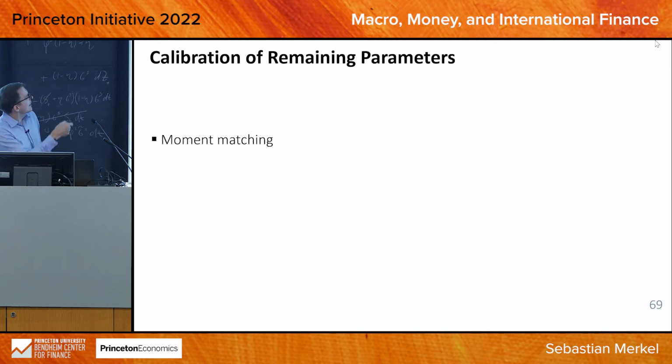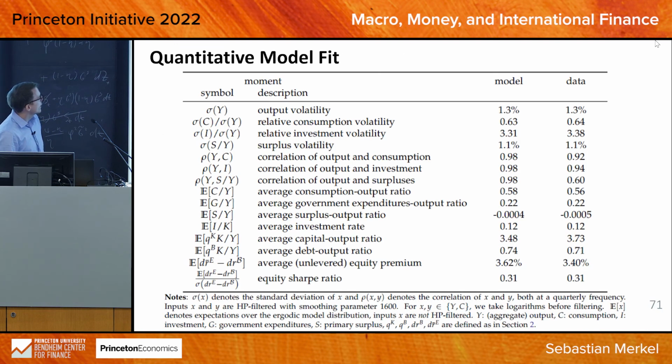OK, and here that slide hasn't been finished, so I will just explain it to you on the table. For the remaining parameters, we have a whole bunch of parameters left. We do moment matching, and let me explain why that's not such a bad idea. Here is a bunch of moments. These are basically more standard business cycle moments, like the volatility of output, of consumption relative to output, investment relative to output, primary surpluses normalized by output to make it better behaved, some correlations.